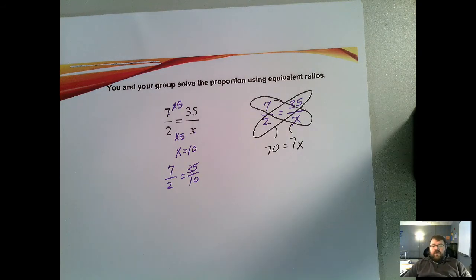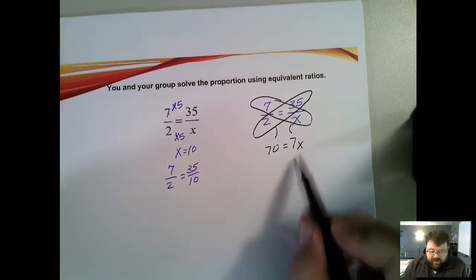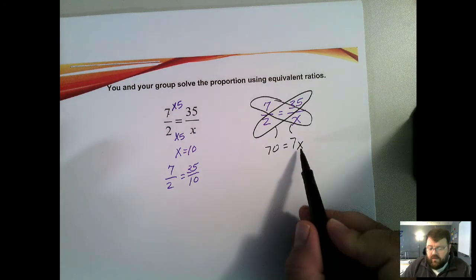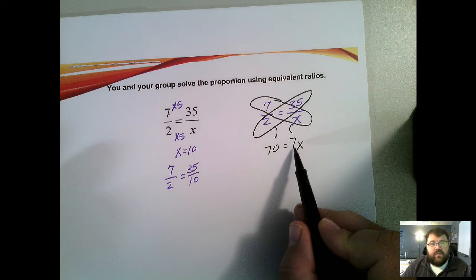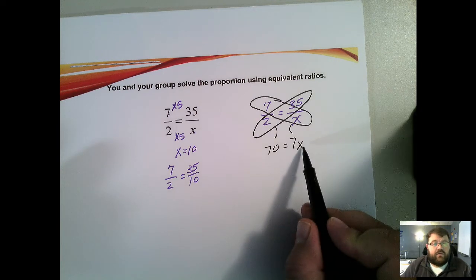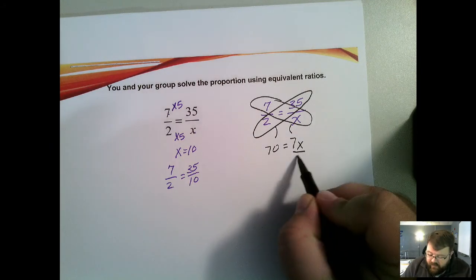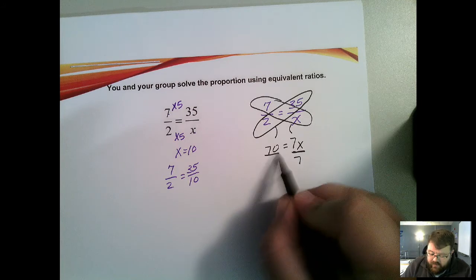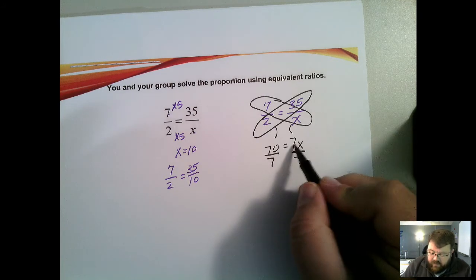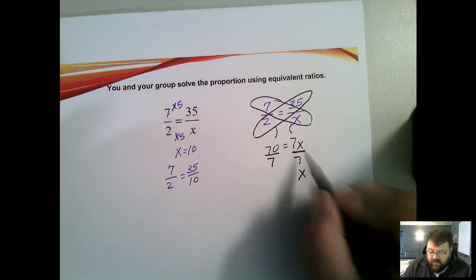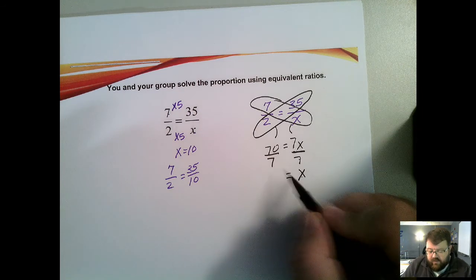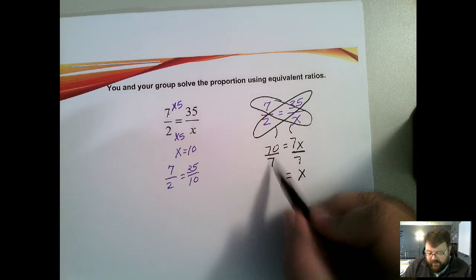Now, what you need to do is identify that you need to get the x by itself. So we need to get rid of the 7. The 7 is trying to multiply your variable. So the opposite or inverse operation is to divide. And you got to do that to both sides to keep them equal. 7 divided by 7 is 1. To show 1x, we simply write x. 70 divided by 7 is 10.